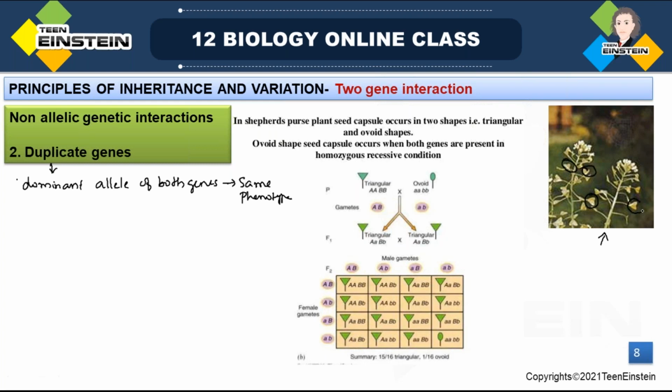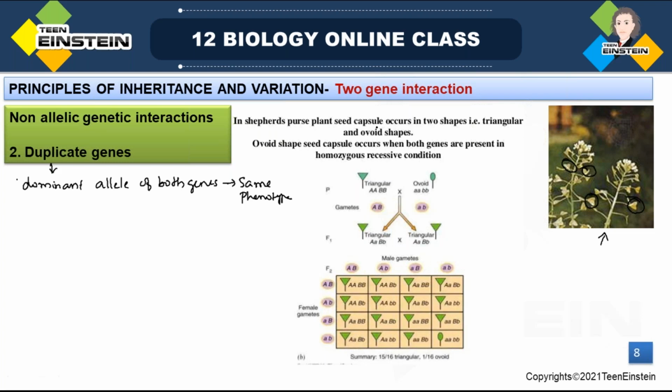These capsules. So we are talking about that now. If both are present together, or they are present separately, they form the same phenotype. That is the concept here. Okay. So in the shepherd's purse plant, the capsule occurs in two forms.